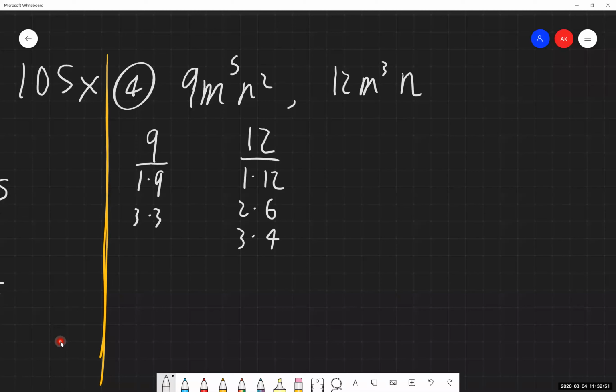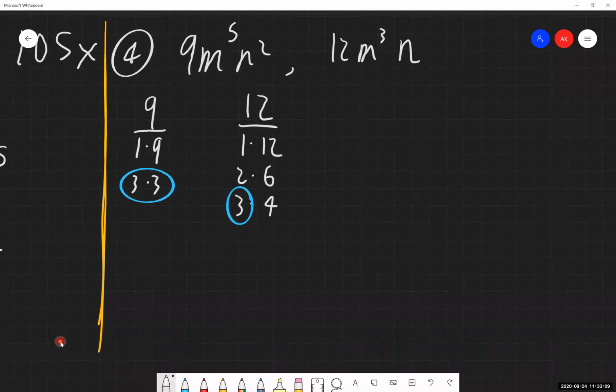So looking at the numbers, what is the largest factor that both of these have in common? 1 works, 3 works, 4 doesn't, 9 doesn't, 6 doesn't. So it looks like our greatest common factor is going to be a 3. So that's for our numbers at least.